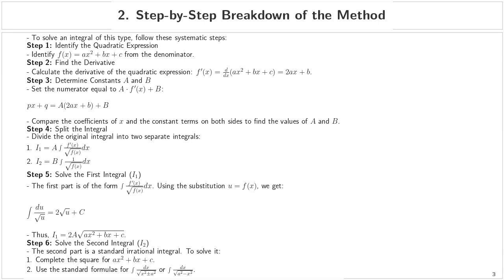Step 6, solve the second integral, I sub 2. The second integral is a standard irrational integral. It often requires a technique called completing the square. We manipulate the quadratic expression, ax squared plus bx plus c, to rewrite it in a form where we have a perfect square plus a constant. Once we've completed the square, we can use standard integral formulas, like the integral of 1 over the square root of x squared plus a squared, or a squared minus x squared, to solve for I sub 2.